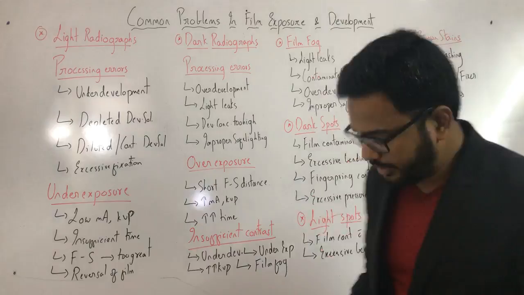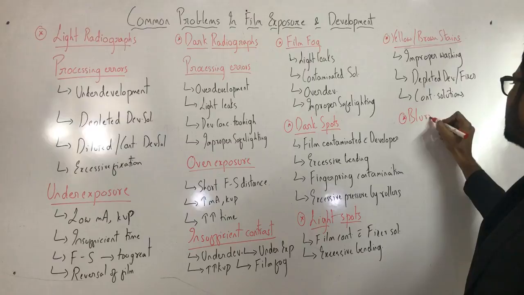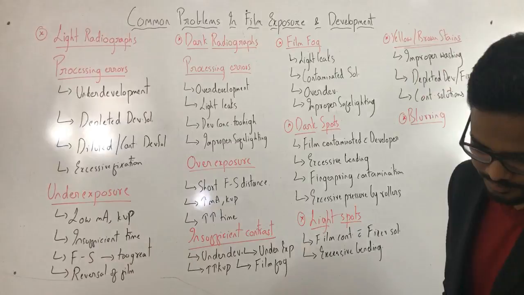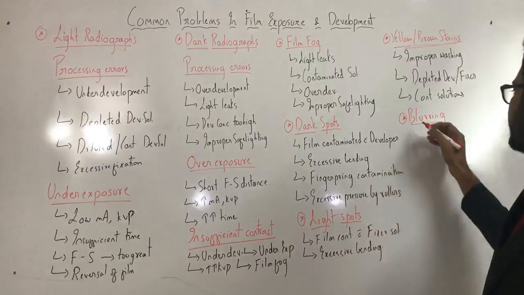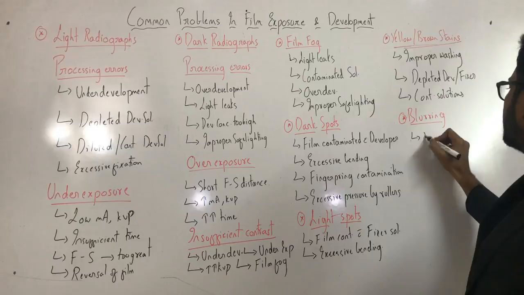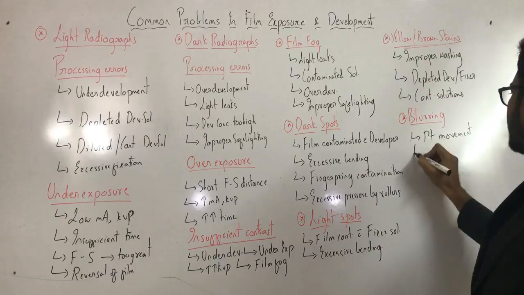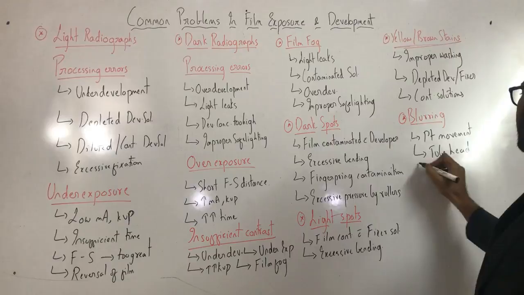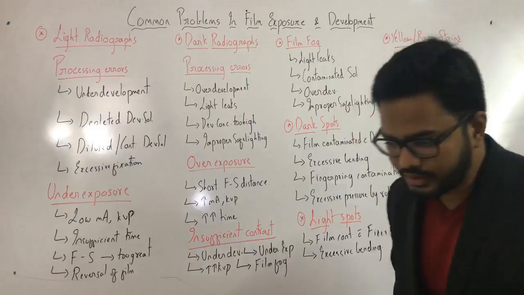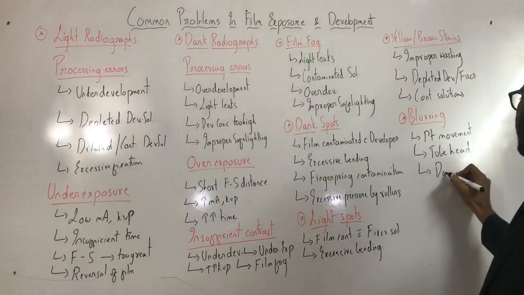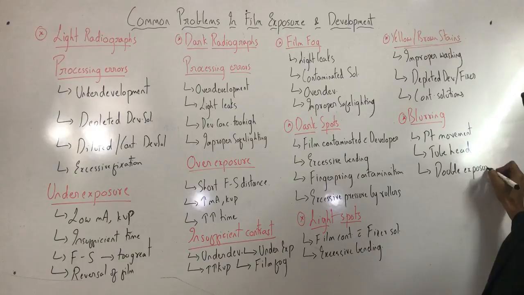So when do you see blurring, as I've asked you previously? Blurring. When do you see blurring? Yes, good, when the patient moves. So if the patient moves, or if the patient remains static, if the tube head moves, there can be blurring. Yes, when the film moves, or when there is double exposure. Good. So these are some of the factors which can lead to blurring.